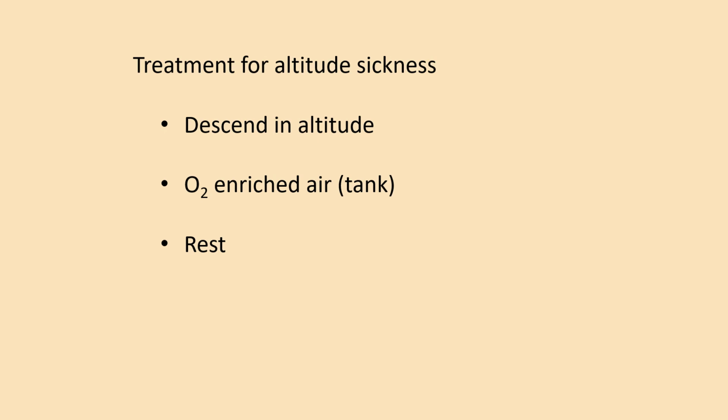How do we treat altitude sickness? Most obviously, go back down. So if you go back down, you'll re-encounter an atmosphere with a higher total barometric pressure and an atmosphere that has a higher partial pressure of oxygen, and that is often sufficient to alleviate symptoms. If possible, you can be supplied with oxygen-enriched air, and that will increase the diffusion gradient between alveolar air and blood that's in a pulmonary capillary, and that can also alleviate symptoms of altitude sickness.